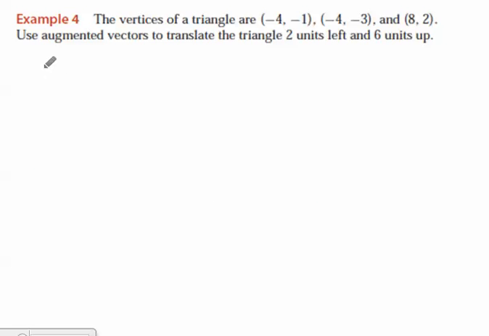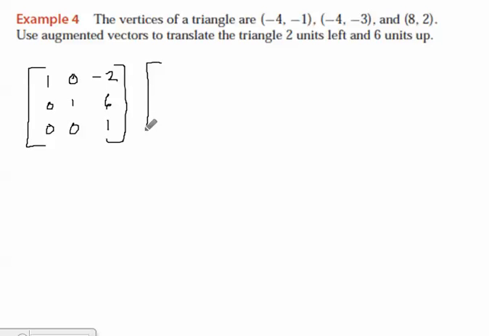If we're going to translate, we're going to be writing them down here: 1 0 0, 0 1 0, and my translations are going to be 2 units left, that's -2, and 6 units up, 6 and a 1. I'm going to be multiplying that times my matrix of points: -4, -1, 1, -4, -3, 1, 8, 2, 1. And what am I going to be left with when I get done? It'll be a 3 by 3 matrix.